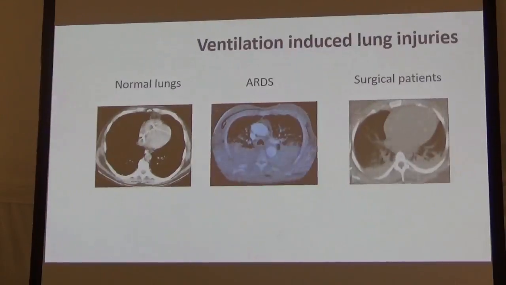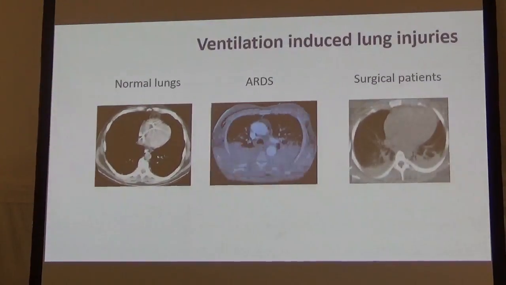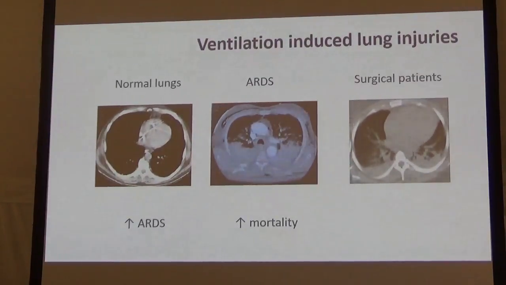So each time we ventilate a patient, there is a risk of ventilation-induced lung injuries. VILI, in a normal patient, increases the risk of secondary ARDS. In an ARDS patient, we know very well that it increases the risk of mortality. And in a surgical patient, it increases the risk of pulmonary complications after surgery.